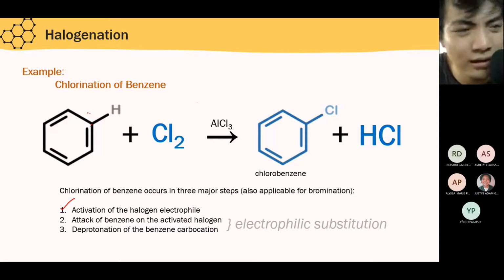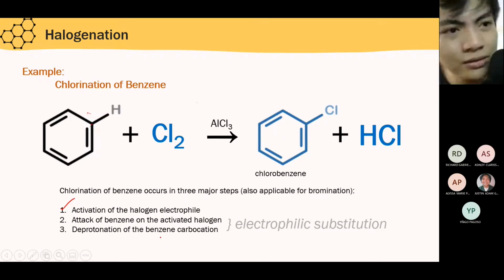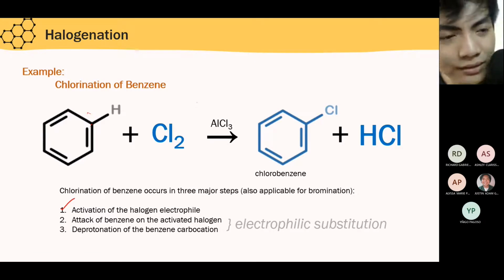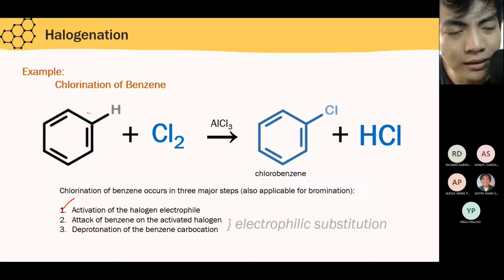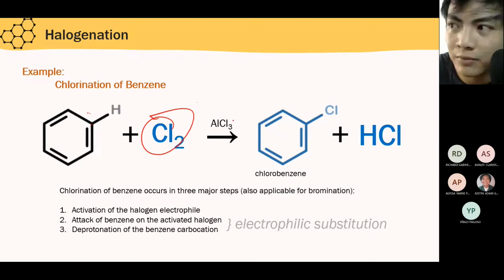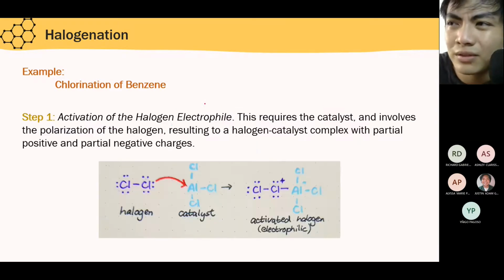Then, doon na magkakaroon ng electrophilic substitution. So, the electrophilic substitution happens in two ways. You have the attack of benzene on the activated halogen and the deprotonation of the benzene carbocation to produce the benzene ring again. Okay? Pero again, yung details niyan ay hindi na kailangan kabisaduhin. Okay? Basta alam mo lang na you need to activate this first with the catalyst. Then after noon, mangyayari yung electrophilic substitution. Okay? So what do we mean by that?